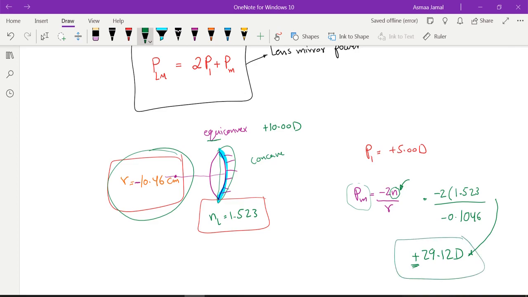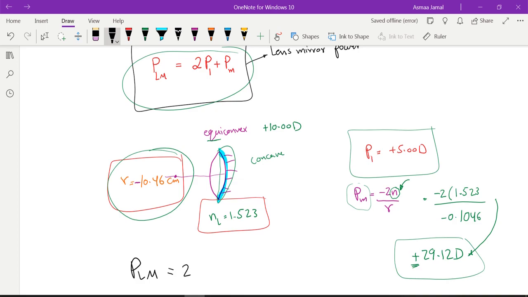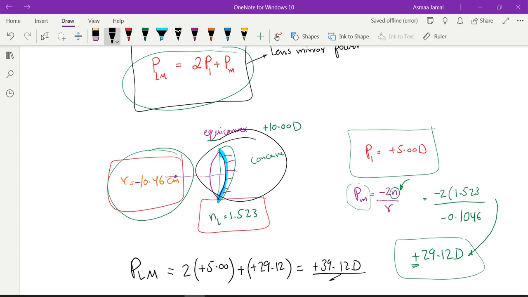Since we have the power of the mirror now and the power of the front surface, we can use our formula here. The power of the lens mirror equals 2 multiplied by the front surface, which is plus 5 diopter, plus the power of the mirror, which is plus 29.12 diopter. And the result is plus 39.12 diopter. That's the power of the system here. As you can see, the lens mirror has extra power more than the lens itself.